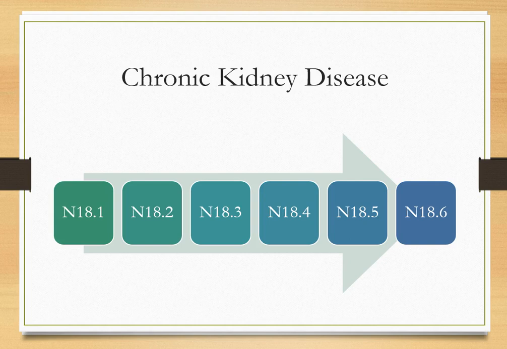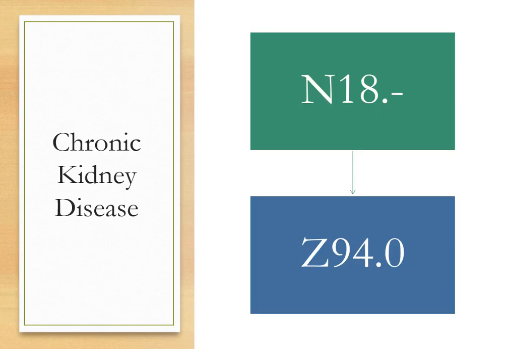And then, guys, we have N18.6, which is end-stage renal disease. This particular code is assigned when the provider states ESRD. Of note, if both a stage of CKD and ESRD are documented, you are only going to assign the code N18.6.